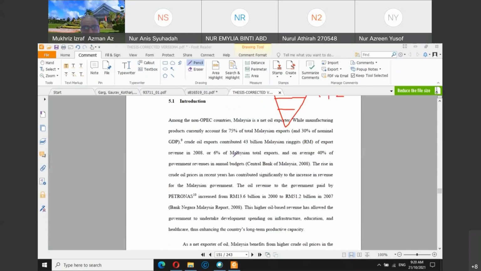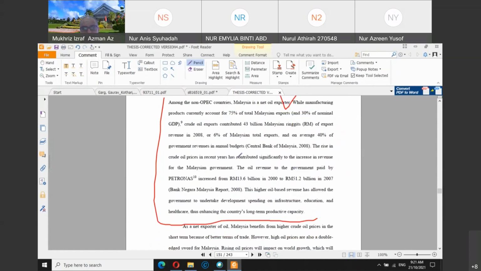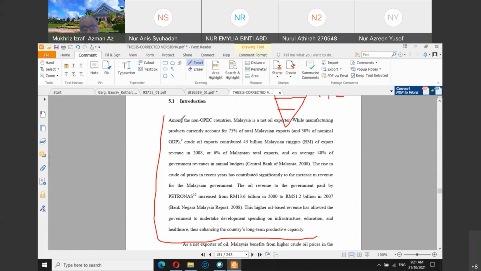If you look at my introduction, there's nothing about the issue of oil price yet. This entire first paragraph is basically on the oil industry in Malaysia, and how much the oil industry contributes to the government's income. So this is the general idea, the general paragraph.